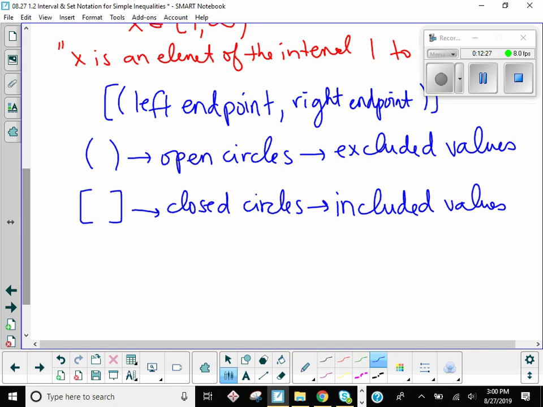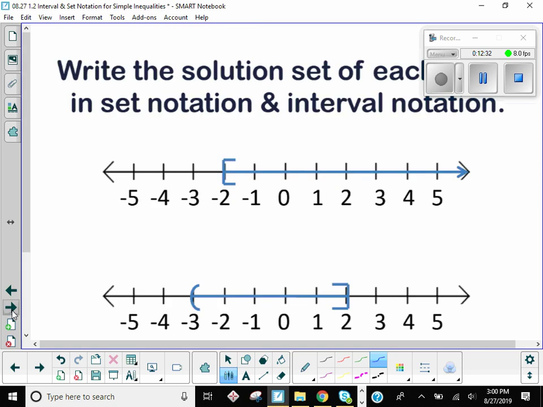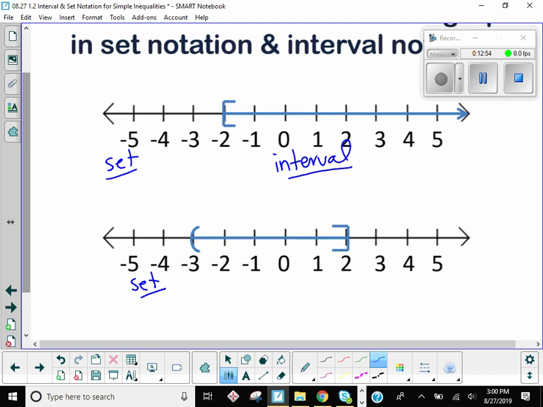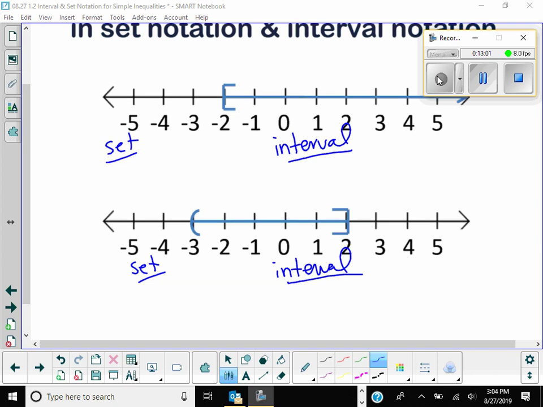Does anybody need this up anymore? All right. You go and try something. Both of these need two answers. One where you're representing the solution set, which here is blue up here, but it's just dark on yours. You need a set notation for that and an interval notation for that, for both of them. So take a minute and just try it out. See what you come up with.